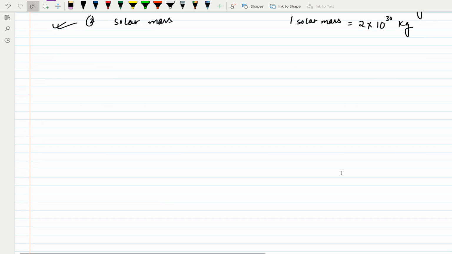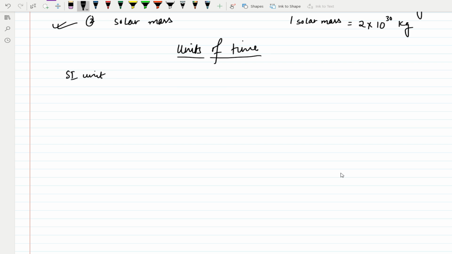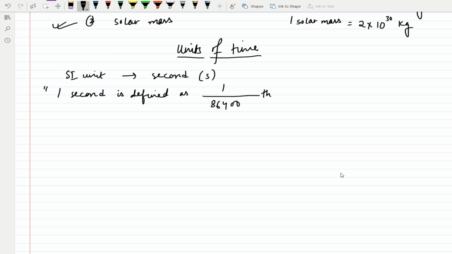Now we move on to the units of time. Now you are aware of the SI unit. SI unit of time is second, denoted by small s. And how do we define 1 second? So again, see the definition. 1 second is defined as 1 upon 86400th part of a mean solar day.